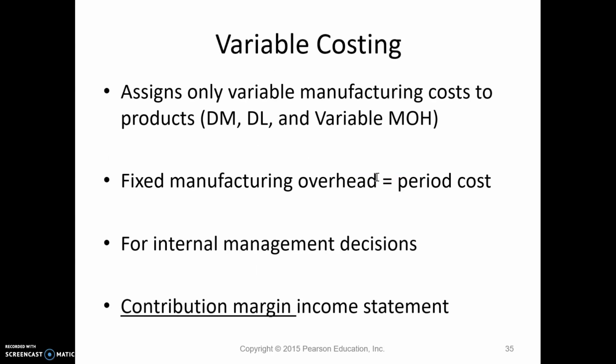Variable costing is where we are only going to be assigning the variable manufacturing cost to the product. The fixed manufacturing overhead is going to be treated as a period cost. And we are going to be preparing a contribution margin income statement. So this is going to look different than the absorption costing income statement that we used under GAAP. You can only use this variable costing, this contribution margin statement, for internal decision making.